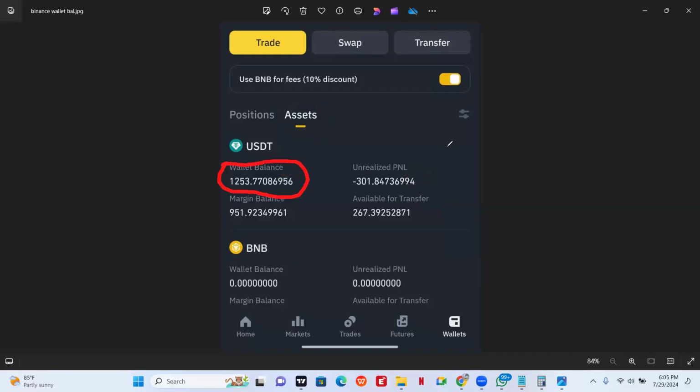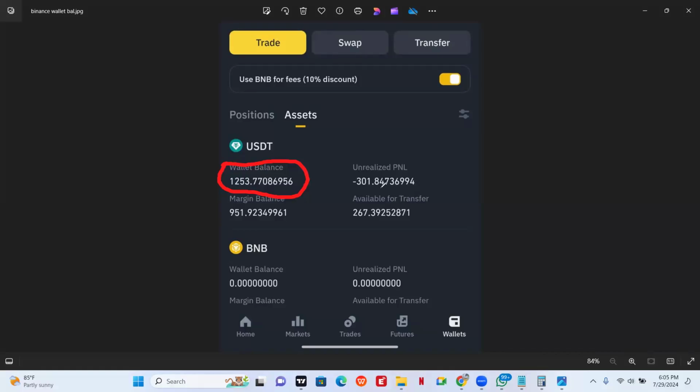You came with $1,000 and you see 1,253. It simply means that you have made an extra $253. So that's what your wallet balance is telling you. Your wallet balance is a reflection of your bot's performance. So when you look at your wallet balance, you actually see what the robot has traded.